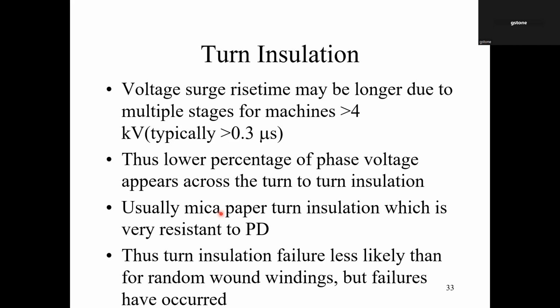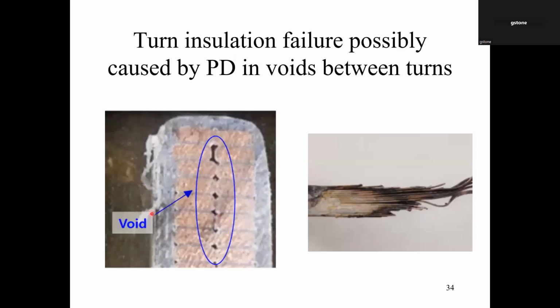How we make those, apply that mica paper turn insulation, that technology has been around for decades. So it was a fairly easy thing to do. But if the voids are too big and the discharge is too big, then as we'll see, we can get failure. So here's an example of a motor in a steel mill.